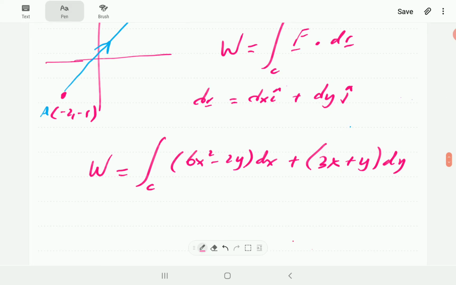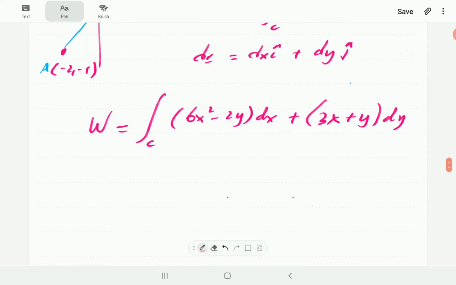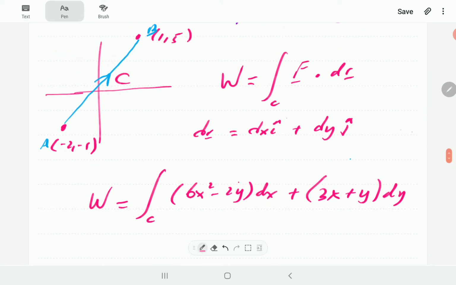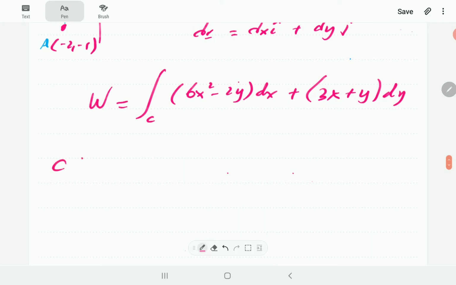So the way we work out this integral is by finding out the formula for the contour C, and then using that formula to express this integral in terms of one variable or parameter, because as you can see now, it depends on both x and y. So we are going to make it a function of just one variable using the equation of our contour. In our case, our contour is a straight line.